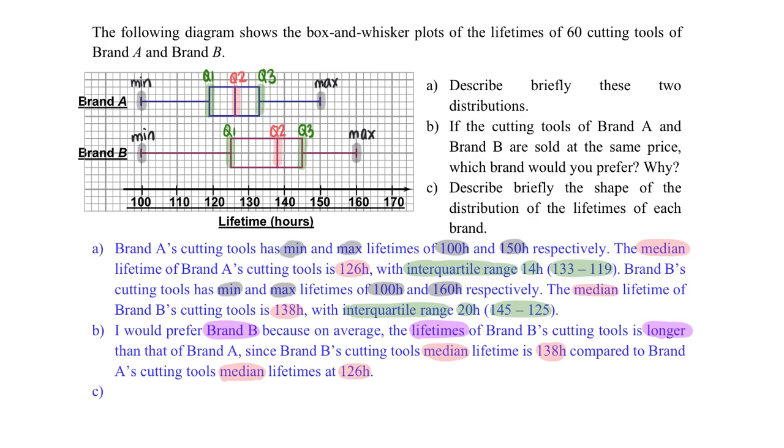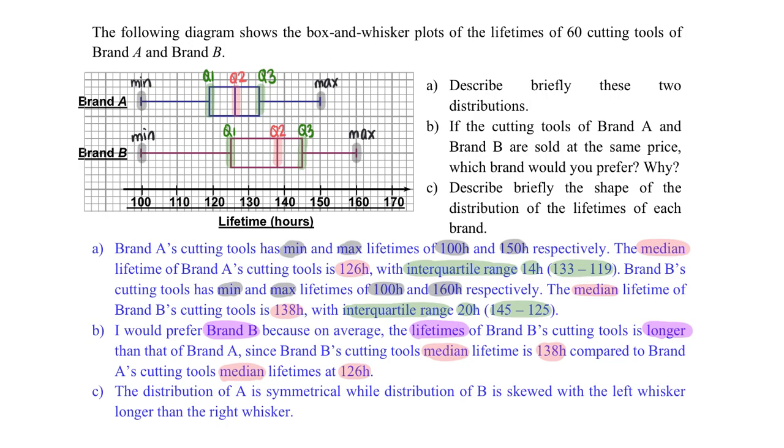Describe briefly the shape of the distribution for each brand. So if I look at distribution A, where the left whisker and the right whisker are about the same, this is what we call a symmetrical distribution. And if I look at brand B, the left whisker is longer than the right whisker. We just have to indicate that it is skewed because the left whisker is longer than the right whisker. And we are done describing the distribution.